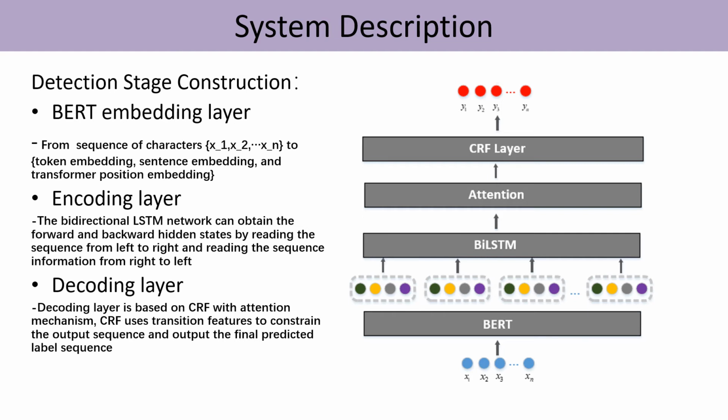The third is the decoding layer. The decoding layer is based on CRF with an attention mechanism. CRF uses transition features to constrain the output sequence and outputs the final predicted label sequence.